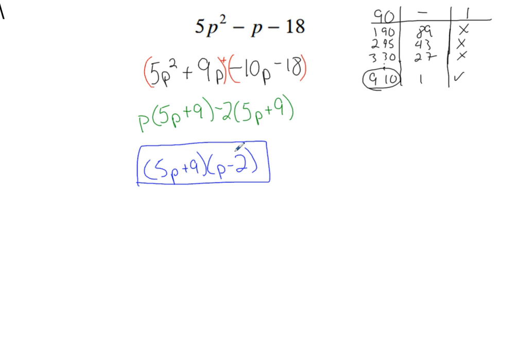Okay, since we're multiplying, the order of these two doesn't matter. Let me just mention that. P minus 2 could be here, and 5p plus 9 could be here. It doesn't matter as long as you have 5p plus 9 and p minus 2. All right, we got one more example.